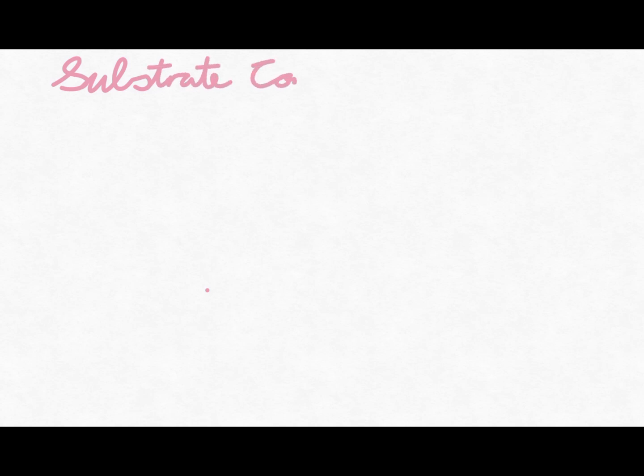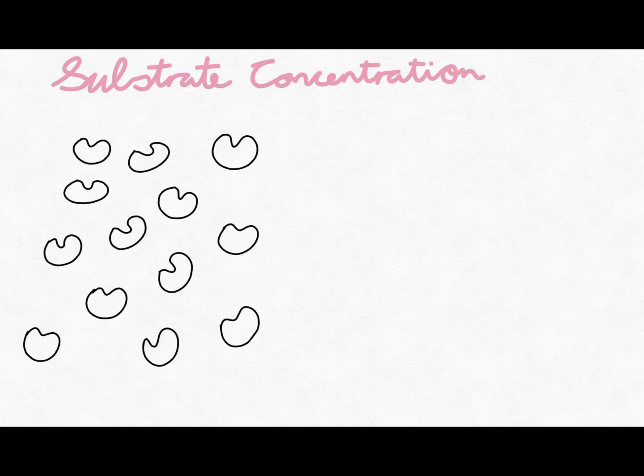We then have the substrate concentration that can affect the activity of an enzyme-controlled reaction. Just like with enzyme concentration, the rate of activity increases as the substrate concentration increases. So let's say we have a certain amount of enzyme in our solution. If we only have one piece of substrate, only one product will form. But if we have more substrate, more product will form. But this is also only up to a certain point.